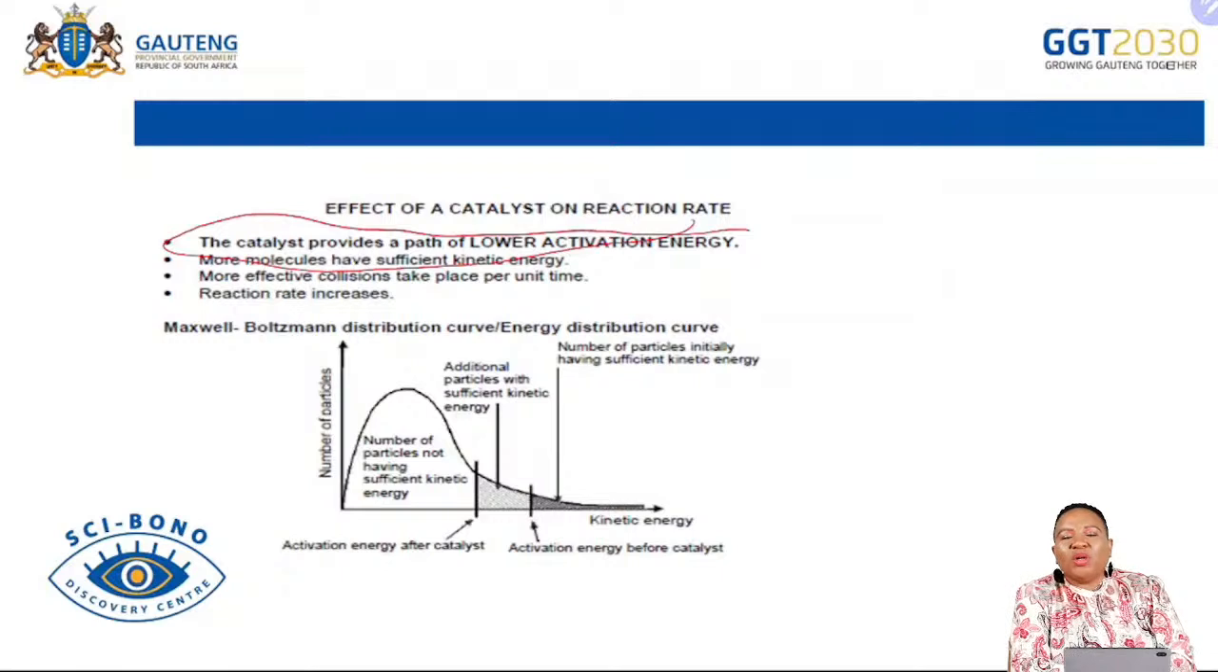It will provide an alternative pathway of lower activation energy. So what does it do? It provides an alternative pathway to lower the activation energy. Remember, the next two bullets are the same. There will be more particles with sufficient energy that is equal to or greater than activation energy, and there will be more effective collisions per unit time. So that is what the catalyst does.